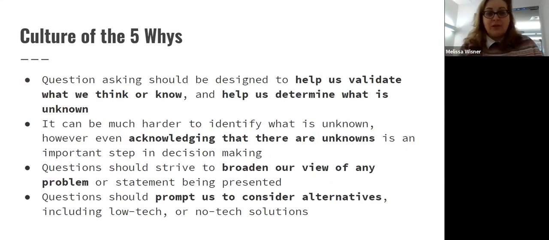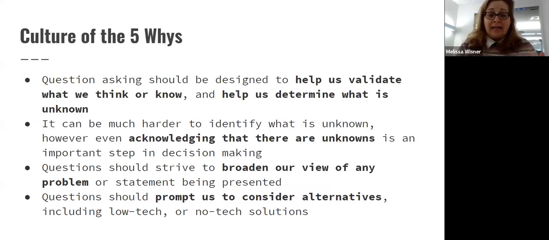So again, question asking helps us validate what we believe we know, what we think we know, and it's also a really great exercise to help us get a list of what is unknown. And even just acknowledging that they're unknowns is a really important step in decision making.